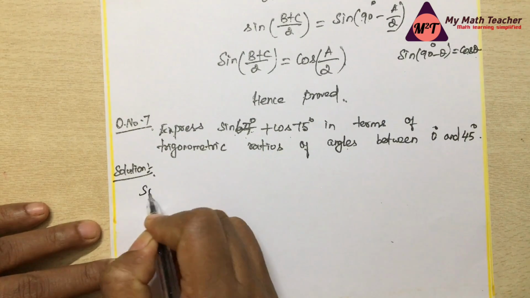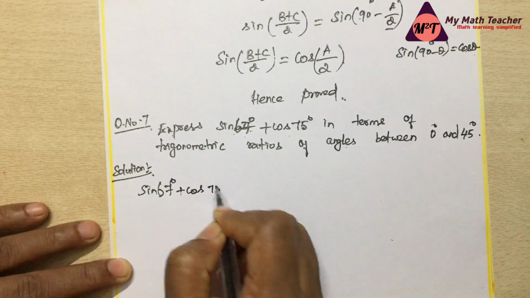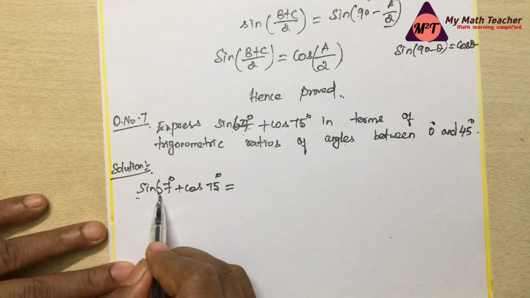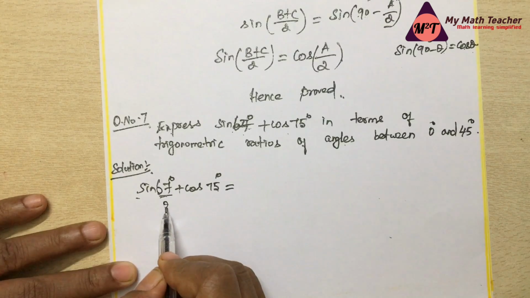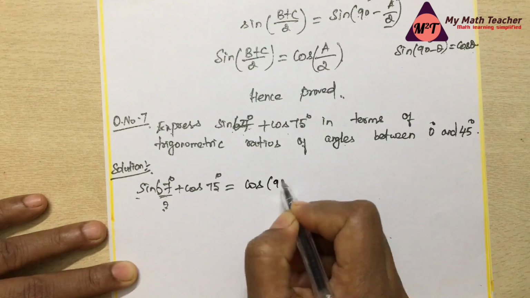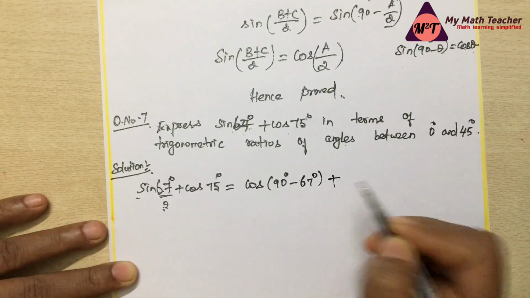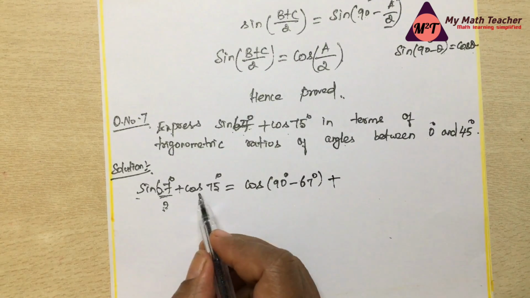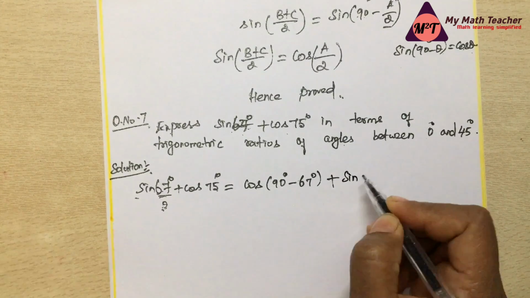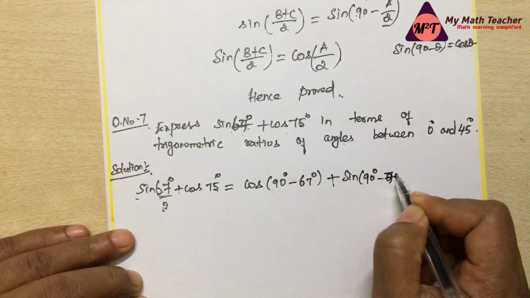Now given is sine 67 degrees plus cos 75 degrees. As you know, sine theta is cos(90 degrees minus theta). So it can be written as cos(90 degrees minus 67 degrees) plus cos theta. Cos theta can be written as sine(90 degrees minus theta), where theta here is 75 degrees.